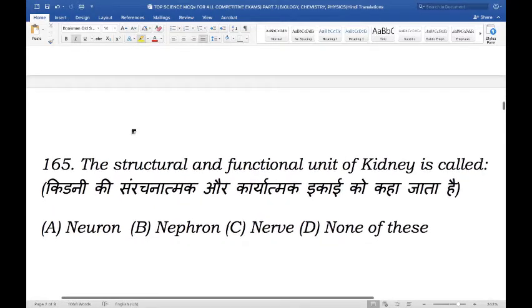Moving on to the next one. The structural and functional unit of a kidney is called, is it A, neuron, B, nephron, C, nerve, or D, none of these? So the structural and functional unit of kidney is called B, nephron. So remember, each nephron has a glomerulus to filter your blood and a tubule that returns needed substances to blood and pulls out additional waste.